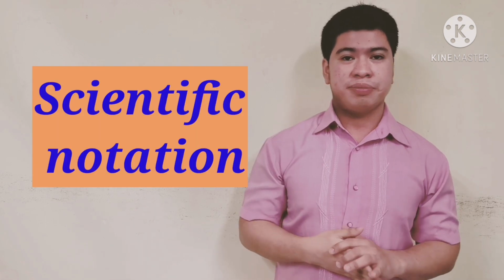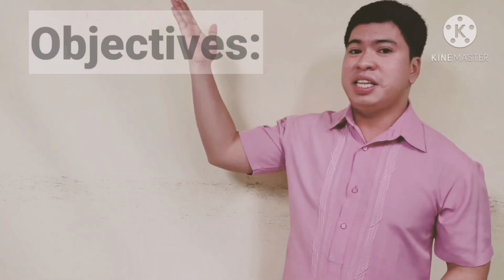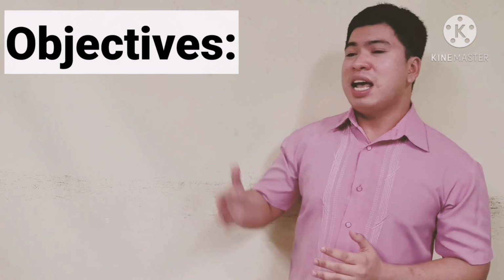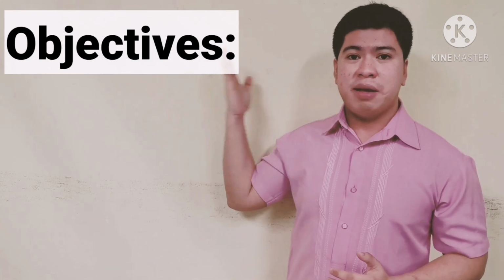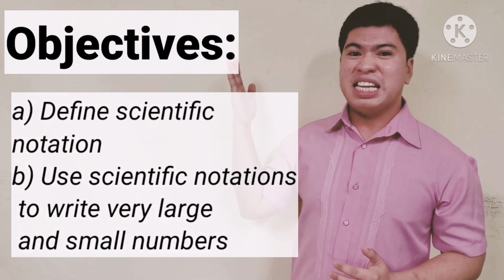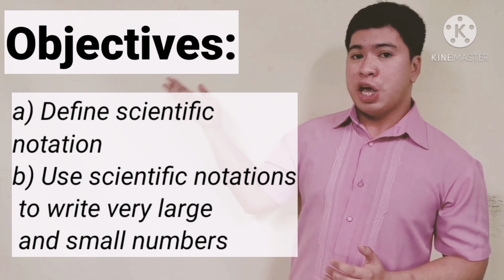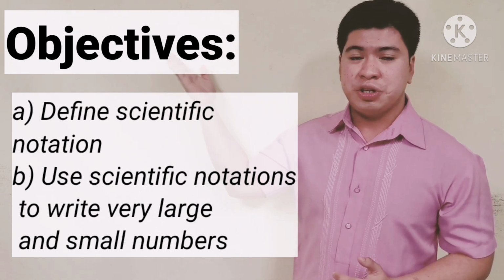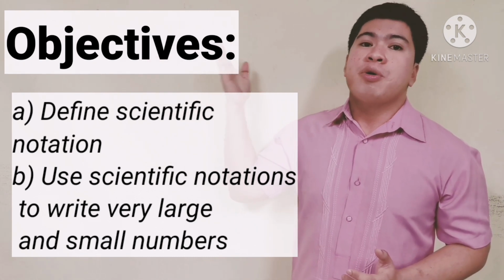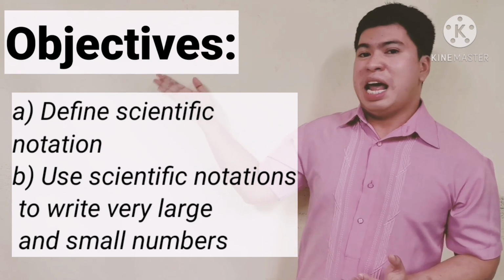Today, what I would like to do is to discuss scientific notation. The objectives: at the end of the lesson, the learners will be able to define scientific notation and use scientific notation to write very large numbers and very small numbers.